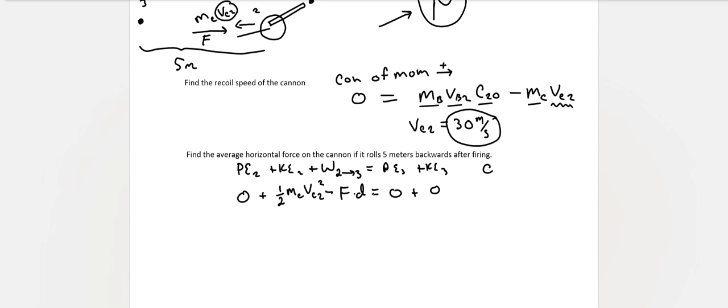And I'll let you fill in the numbers. The distance stated is 5 meters. The mass of the cannon is 800 kilograms. The velocity of the cannon in picture 2 is 30 meters per second. And if you put all those values in, I get a force of 72,000 newtons to the right. So that would be the average horizontal force acting on the cannon.